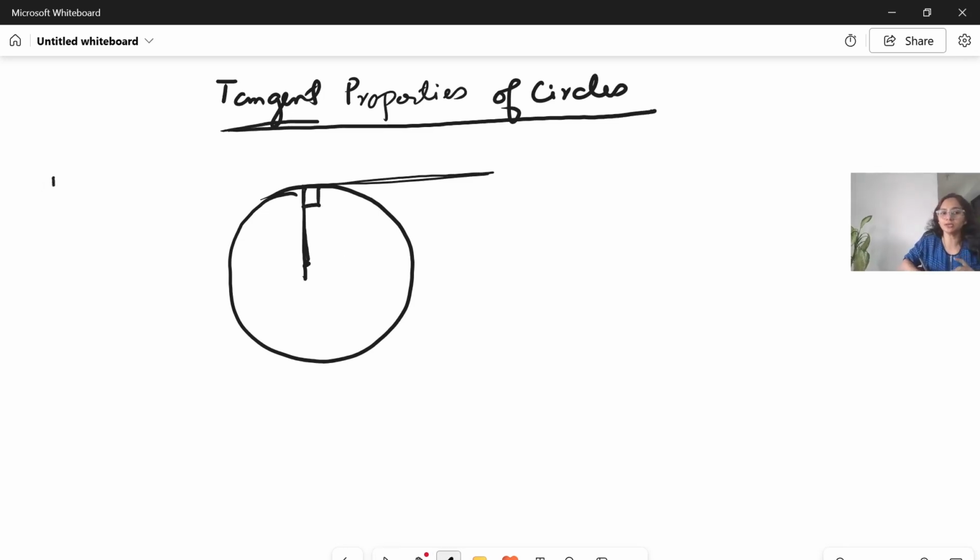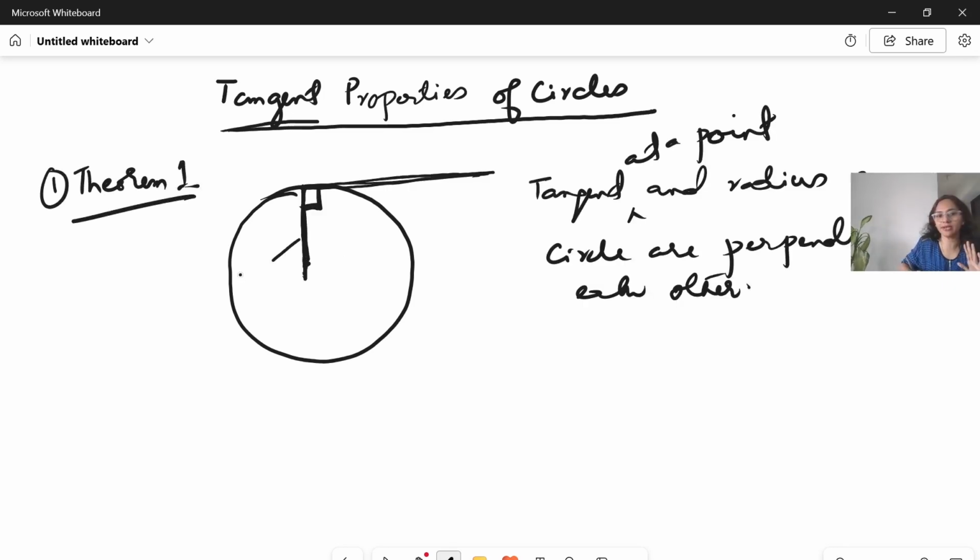So theorem 1 is: this is the radius and this is the tangent. A tangent touches the circle at one point only. So the tangent at a point, and the radius that passes through that point, are perpendicular to each other. This is theorem number 1.